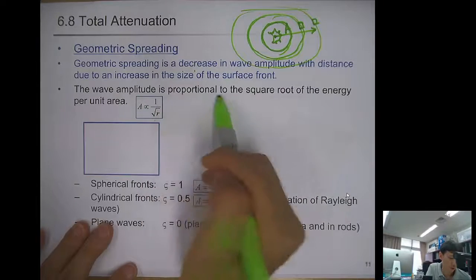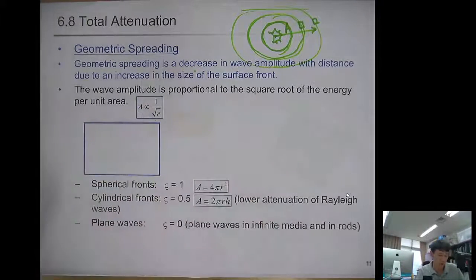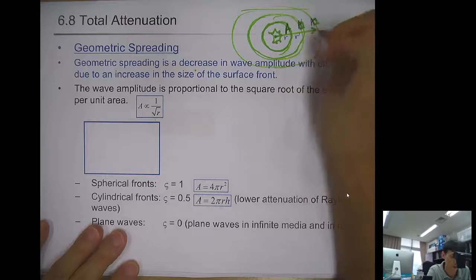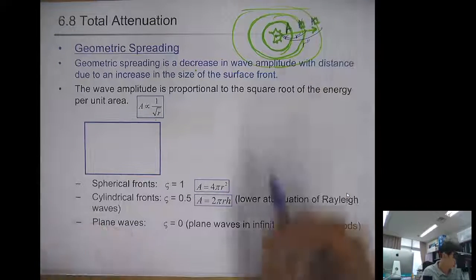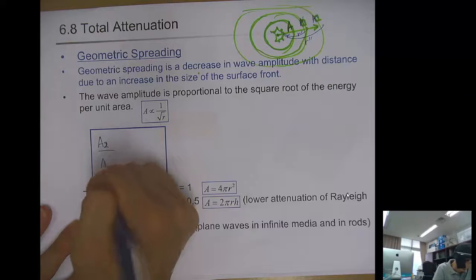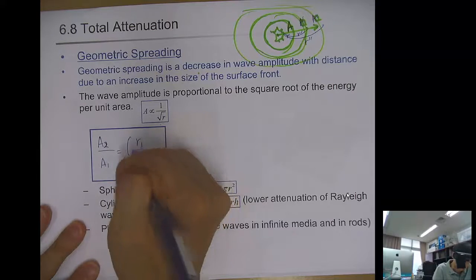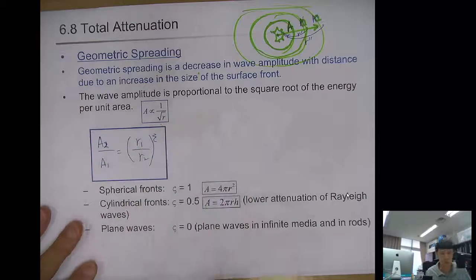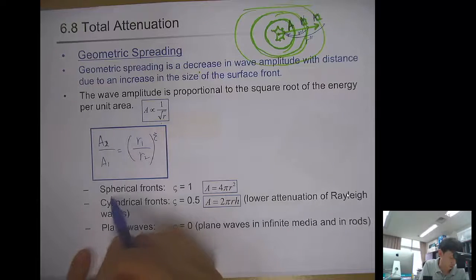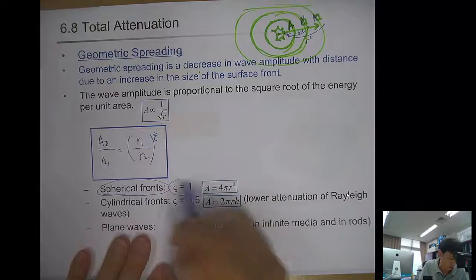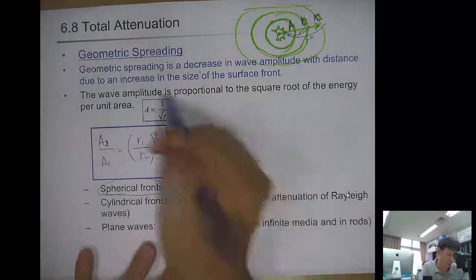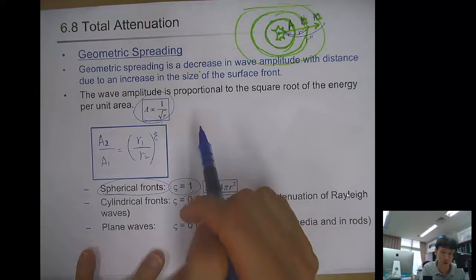So wave amplitude is proportional to the square root of the energy per unit area, and the amplitudes A, A prime, A double prime over R, R prime, or R double prime can be expressed like this. A2 over A1 is R1 over R2 to the power eta, the exponent. For the spherical front, this eta is 1 because the area is 4 times pi times r squared, and the energy is inversely proportional to r squared.